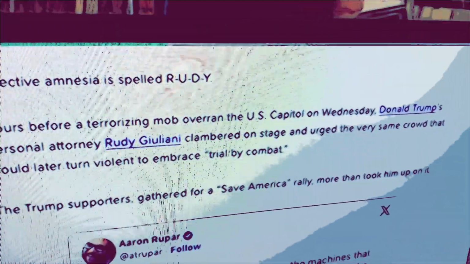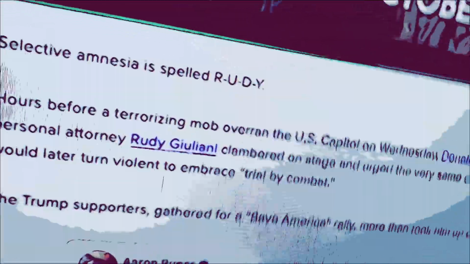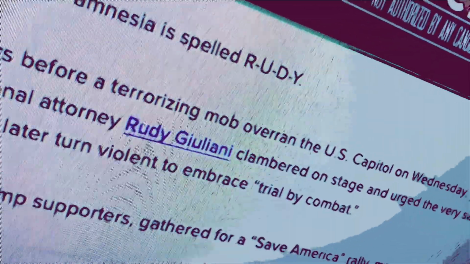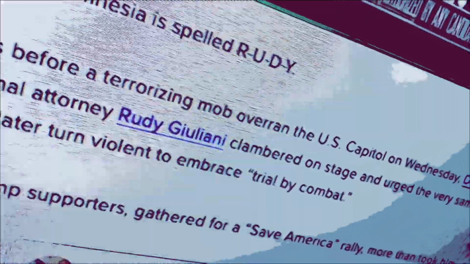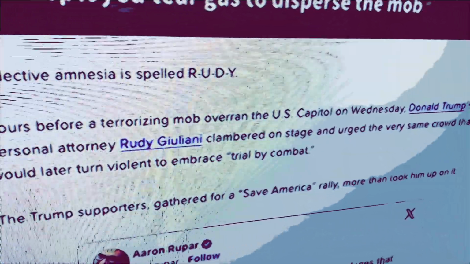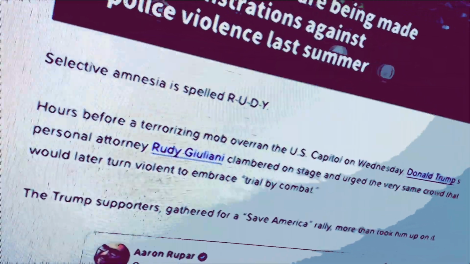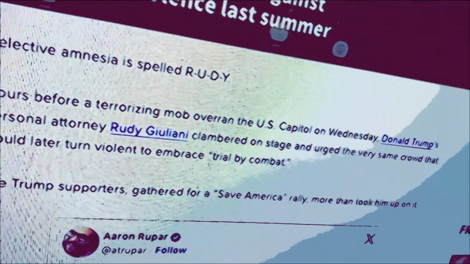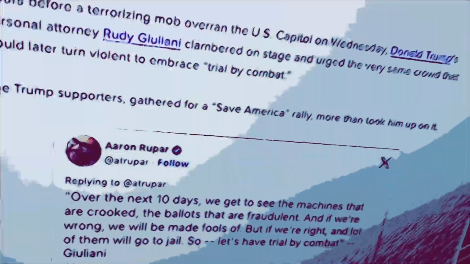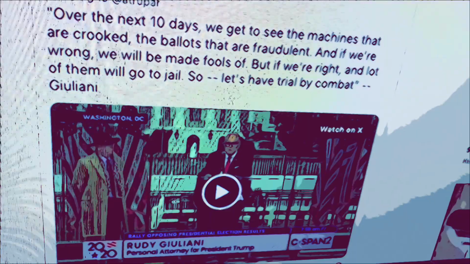Hours before a terrorizing bomb overran the U.S. Capitol, that was just a Freudian slip, right? Bomb, terrorizing. They all were like a bomb, though, right? Terrorizing mob overran the U.S. Capitol on Wednesday. Donald Trump's personal attorney, Rudy Giuliani, clamored on stage and urged the very same crowd that would later turn violent to embrace trial by combat, right? And then claim that was okay because he was just making a joke or whatever.